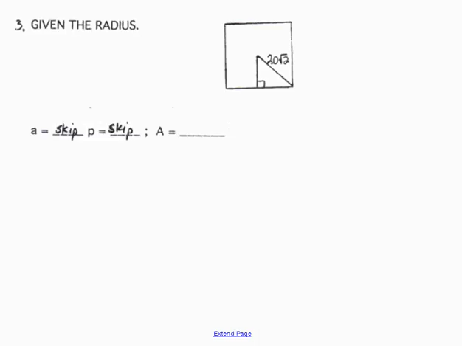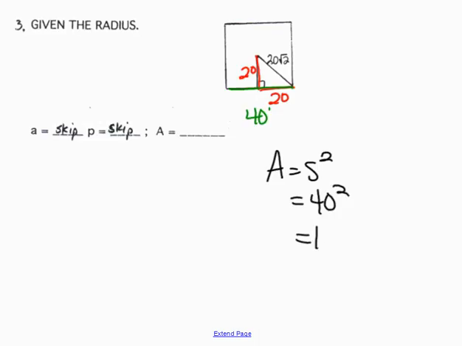If they give us the radius, we can figure that out easy enough too. Because it's a 45-45, we know that the sides are both, we have to divide by radical 2. I had a brain freeze for a minute. So this is 20, this is 20, this whole thing is 40. So area equals 40 squared. That's going to be 1,600 units squared.